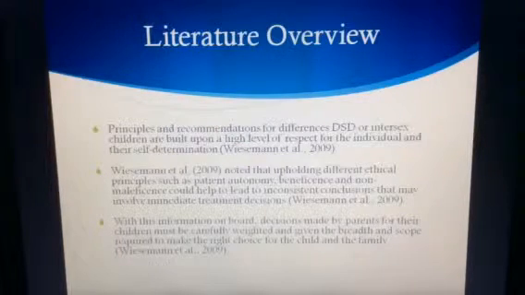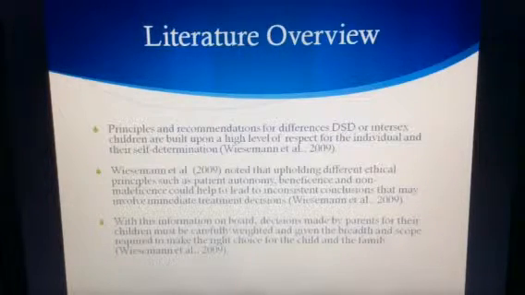Literature overview. Principles and recommendations for DSD or intersex children were built upon high levels of respect for the individual and their self-determination. Weissman et al. 2009 noted that upholding different ethical principles such as patient autonomy, benefits and non-maleficence could lead to inconsistent conclusions that may involve immediate treatment decisions.